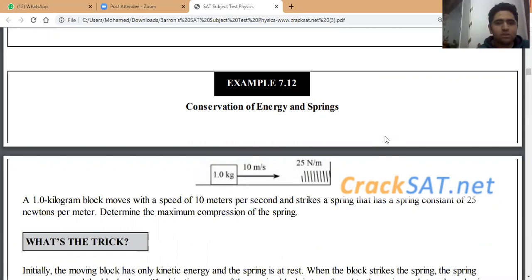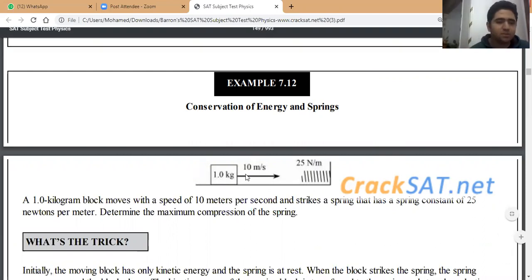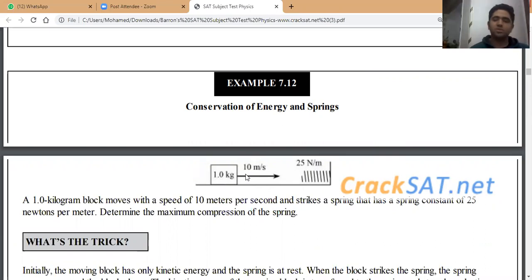Okay, where's my pen? Okay, without a pen. A 1.0 kilogram block moves with a speed of 10 meters per second and strikes a spring. Okay, so it's moving, it's hitting the spring that has a spring constant of 25 newtons per meter. Determine the maximum compression of the spring. Well, finally my pen is coming for my survival.